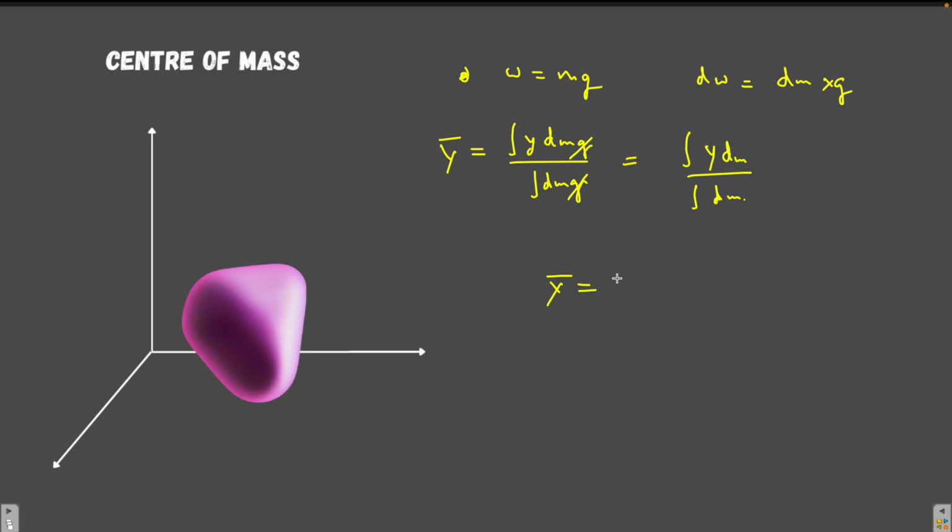Now x bar, how will we find it? Exactly the same procedure: x into dm by integration of whole dm. And z bar is z into dm by integration of dm.